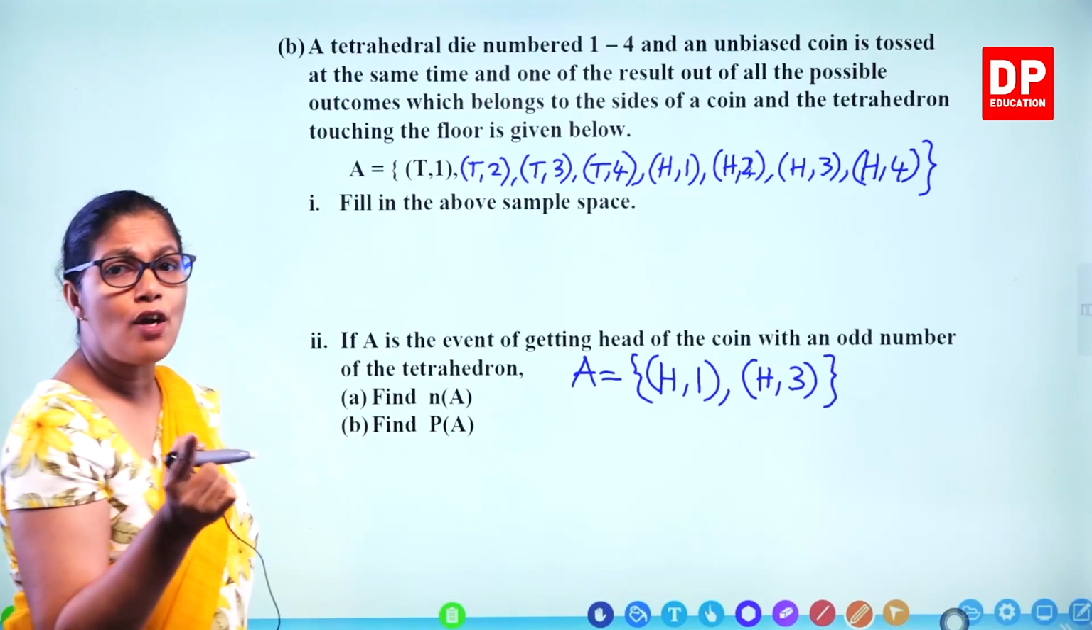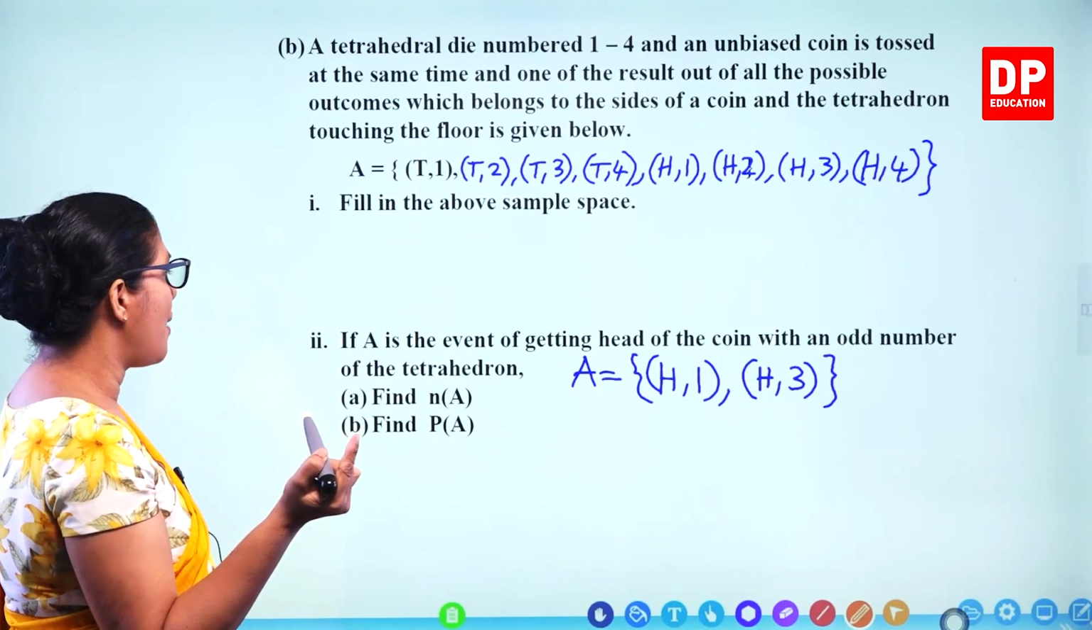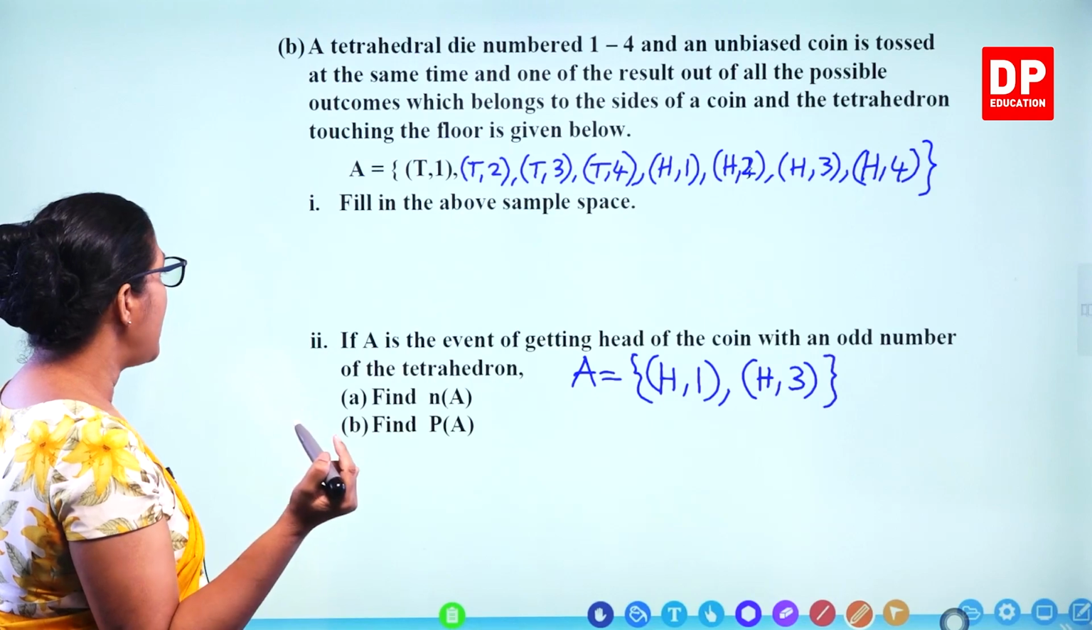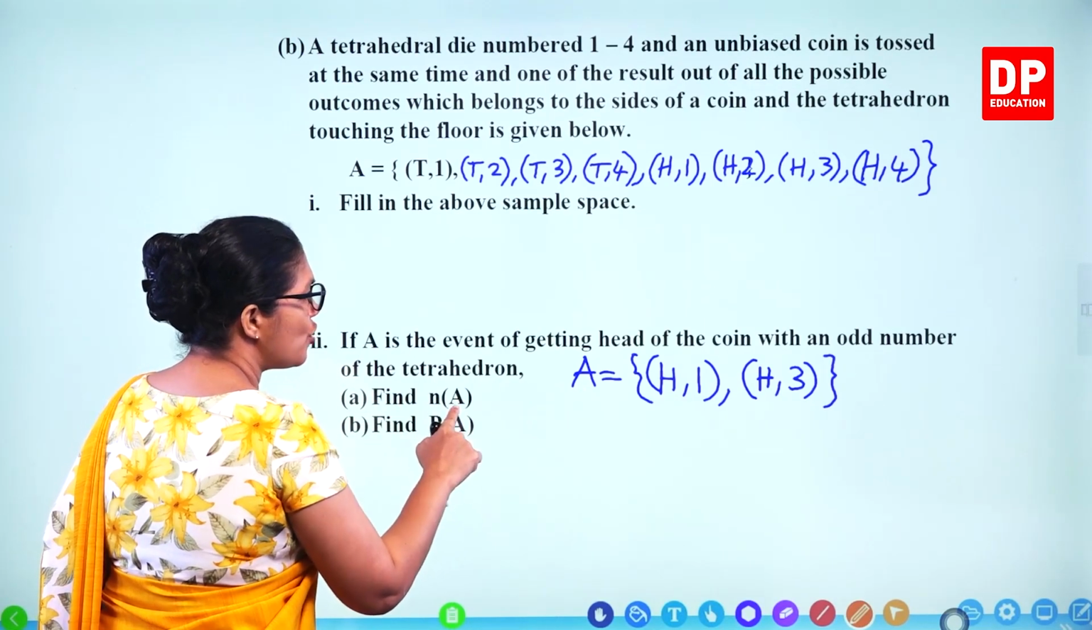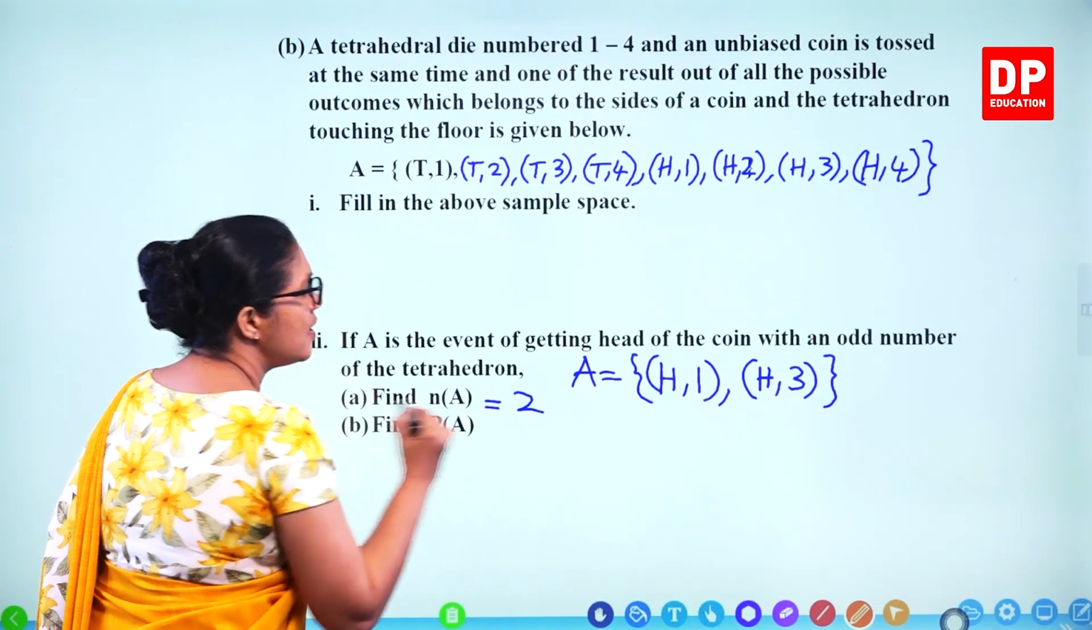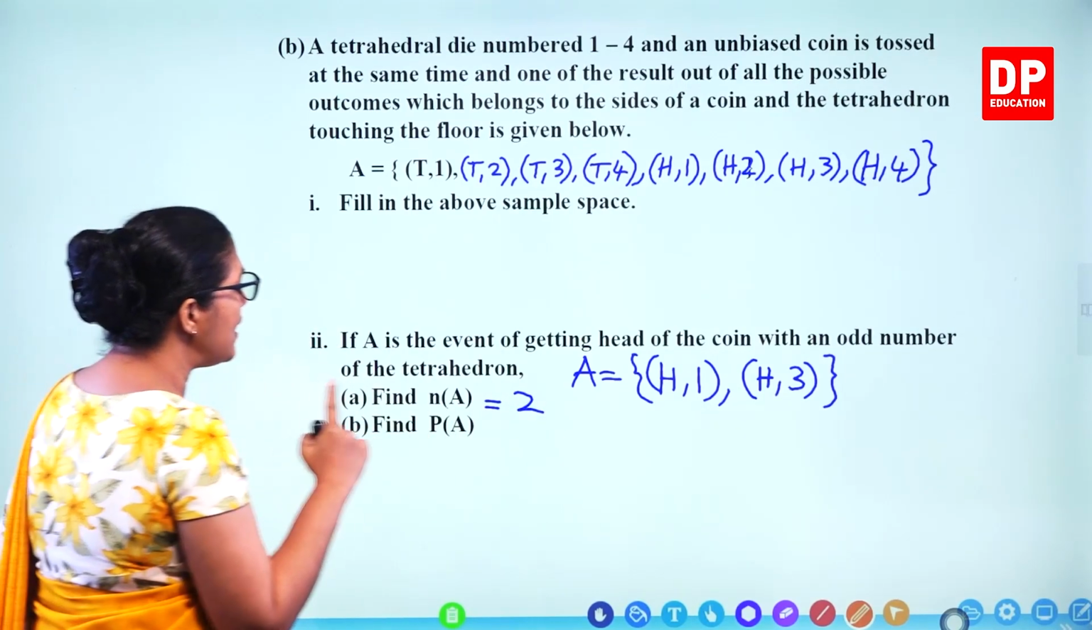1 and 3 are the odd numbers and head should be there. So H1 and H3. So how many outcomes are there? Only 2. So n(A) becomes 2. Find probability of A.